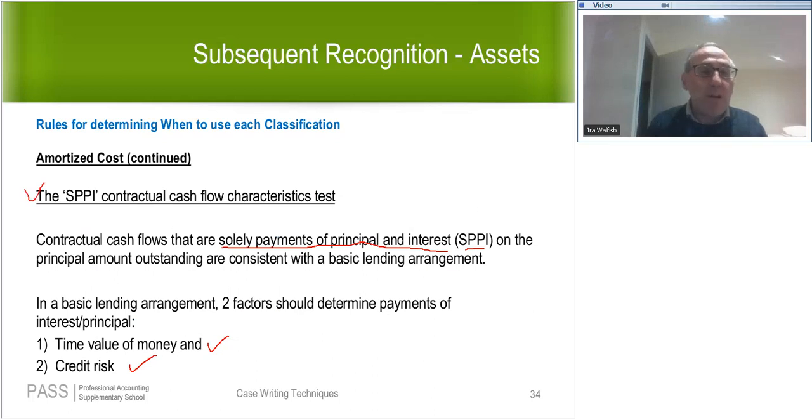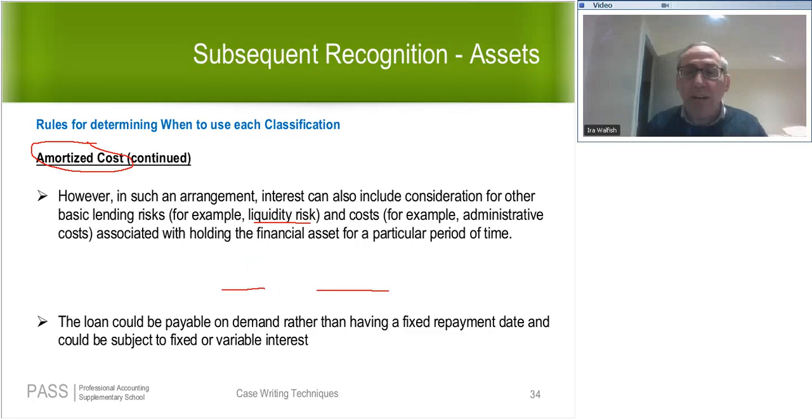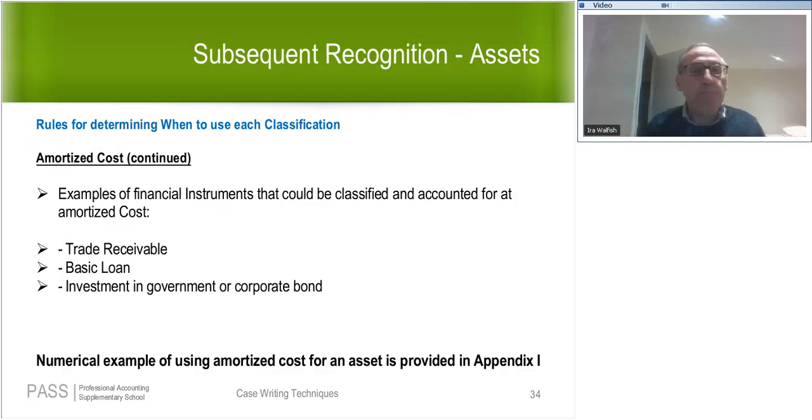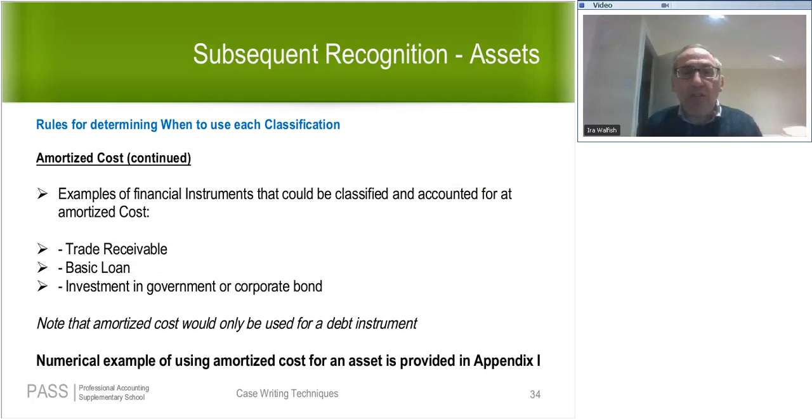Examples of financial instruments that can be classified and accounted for at amortized cost: your standard trade receivable, or if I just make a private loan to somebody, or if I go out and buy government or corporate bonds, I'm planning to hold them to maturity and collect interest. The odd time I might sell them, but my primary goal is to collect the interest and principal. Before we leave this category, I just want to make it clear, in case anybody's wondering, this option is only available for debt instruments, not for equity. Obviously, if I buy shares, this option doesn't exist.